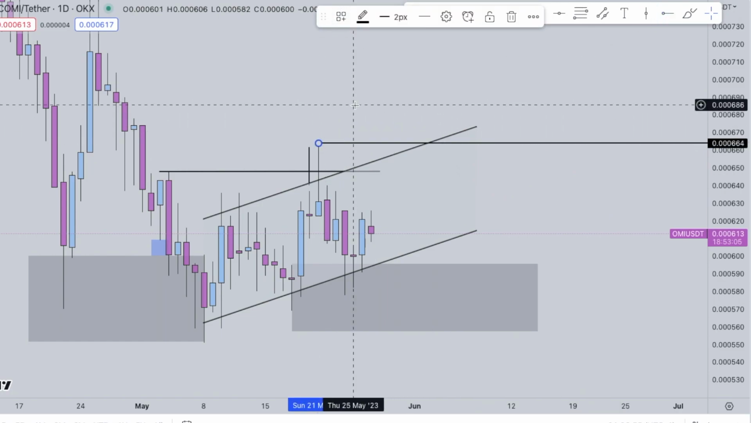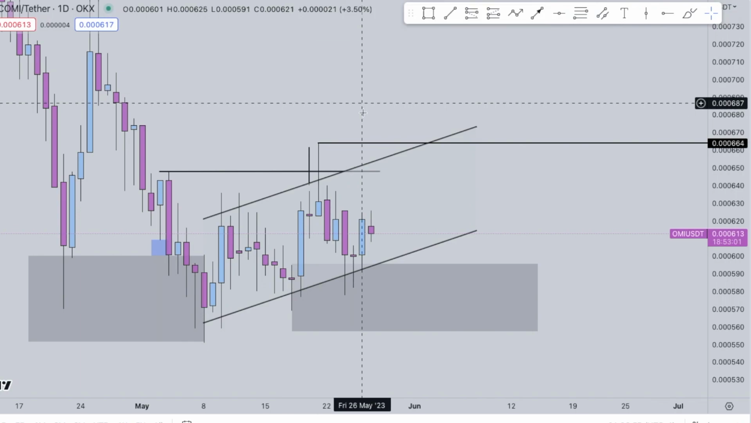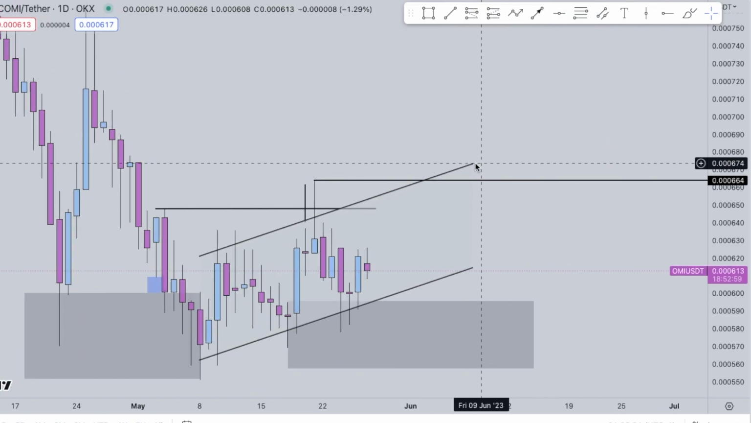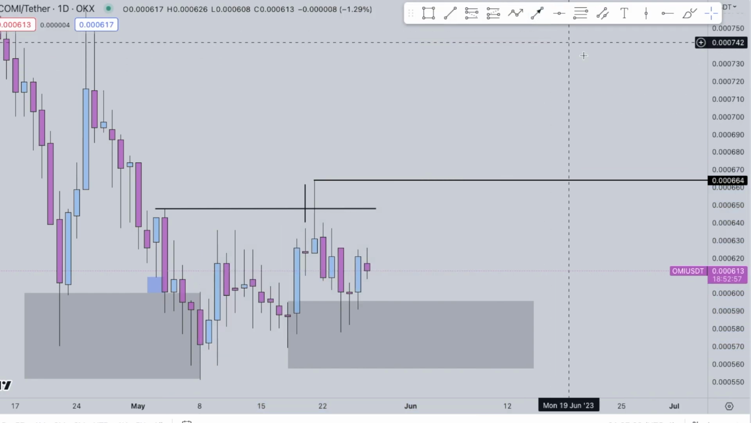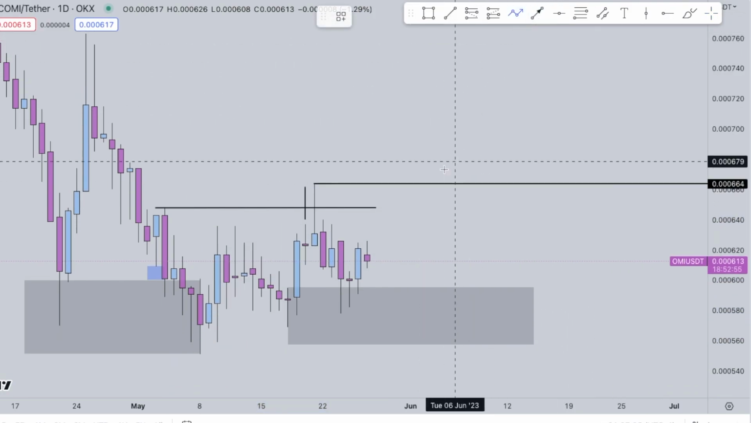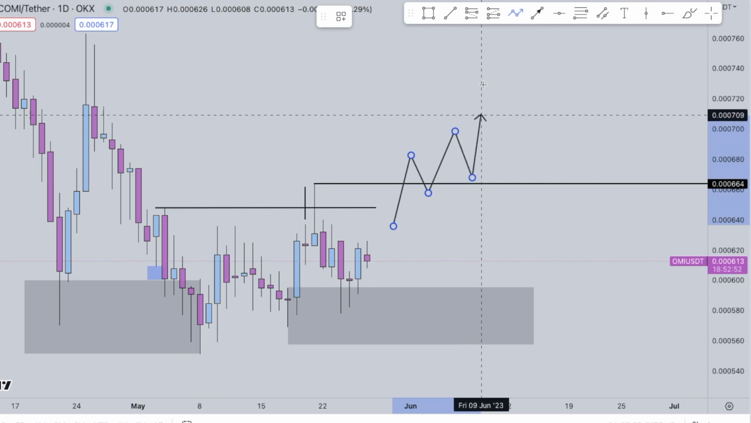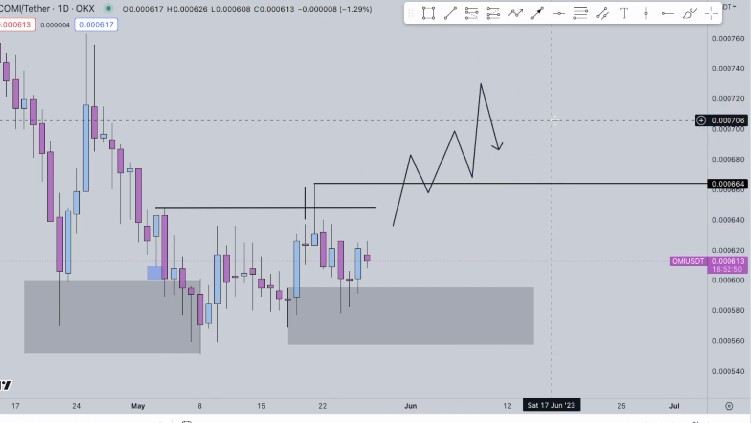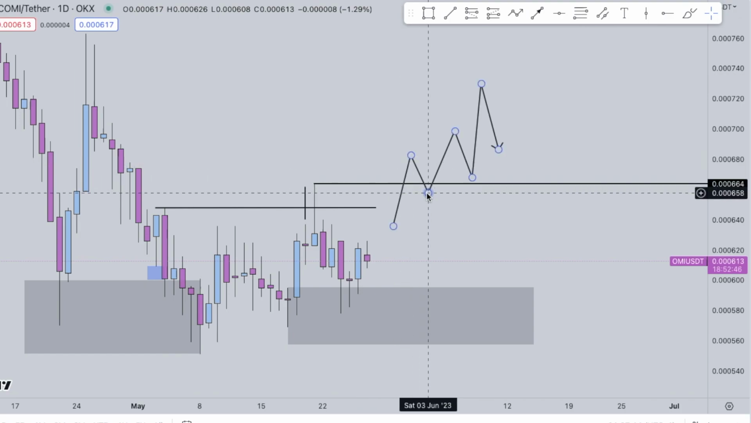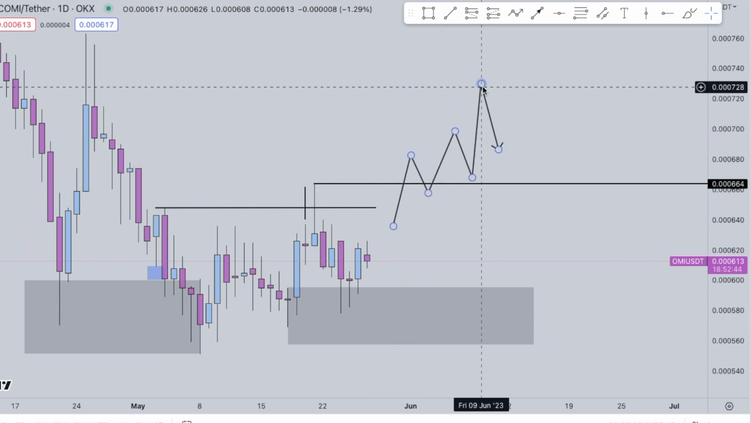If we break above 0.000664-ish, that is where my strongest bias towards the upside is. If we break that level, that is the level where I'm going to feel comfortable to see price eventually go towards the upside. This is a strong bias that I'm looking for. If you are a little bit weak on the hands, wait for the breakout, retest, get into that trade on the retest, then target the next high.